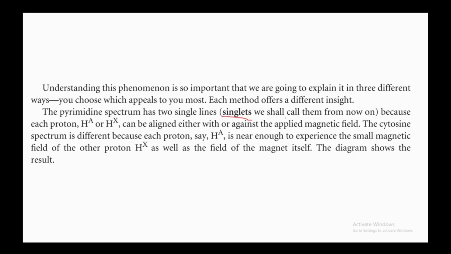We shall call them from now on singlets, because each proton HA or HX can be aligned either with or against the applied magnetic field. The cytosine spectrum is different because each proton, say HA, is near enough to experience the small magnetic field of the other proton HX, as well as the field of the magnet itself. The diagram shows the result.